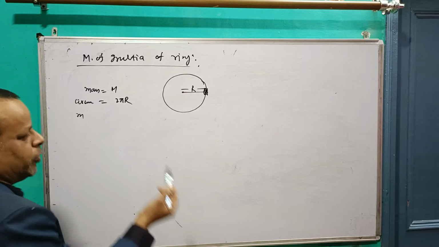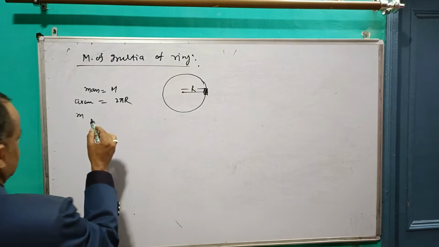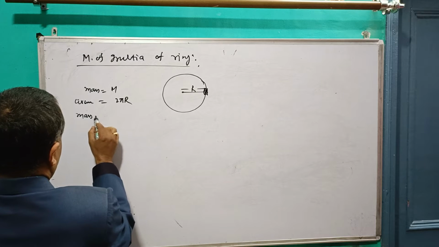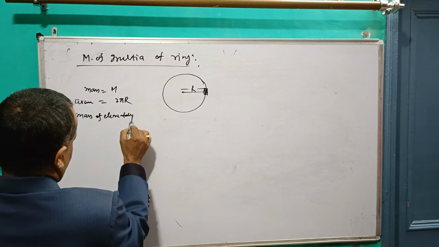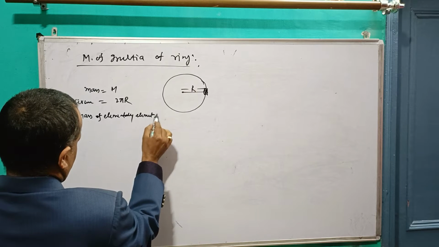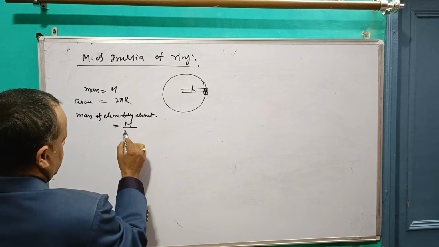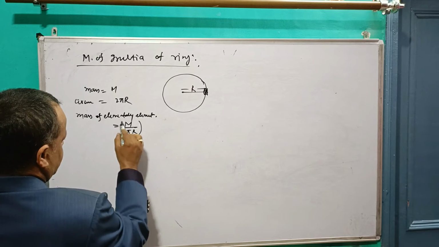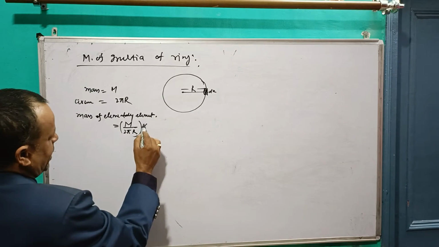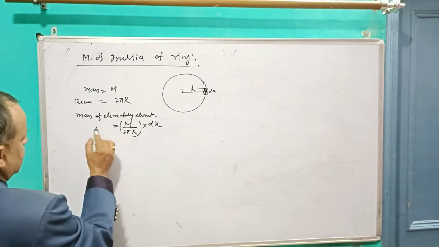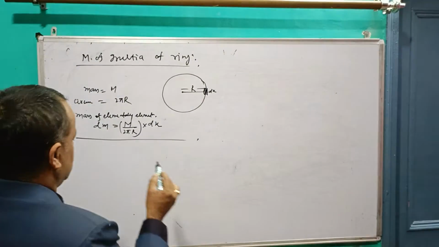So we'll take out a small elementary element. What is the mass of the small elementary element? Mass per unit length is m upon 2 pi r. Let us suppose there is a small length delta x. So the mass of the elementary element will be m upon 2 pi r into delta x, and this is delta m.